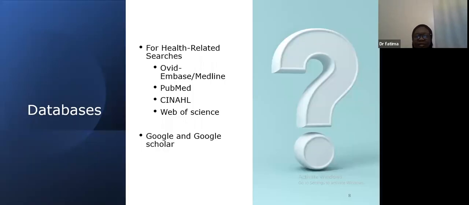So these are the common databases for health-related searches: Embase, PubMed, CINAHL, Web of Science, and Google Scholar. This is where you can get articles to use in your reviews or qualitative evidence synthesis.